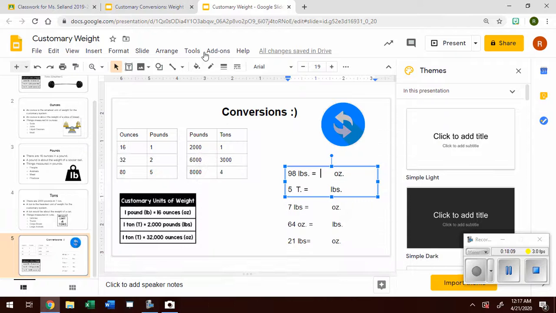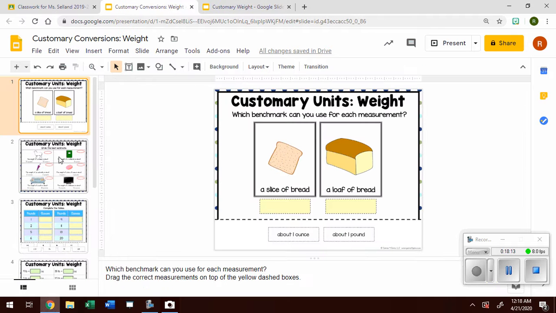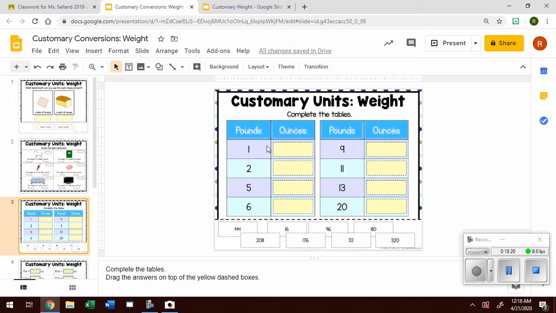Just going to go over your assignment really quick and then I'll let you go. There are no tons on your assignment, so it's just ounces and pounds. Remember, when you're filling out your table, you need to first ask yourself whether you're going from a bigger unit to a smaller unit or a smaller unit to a bigger unit.